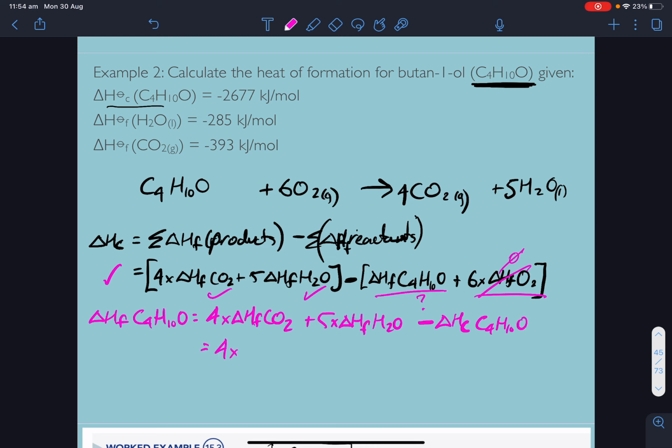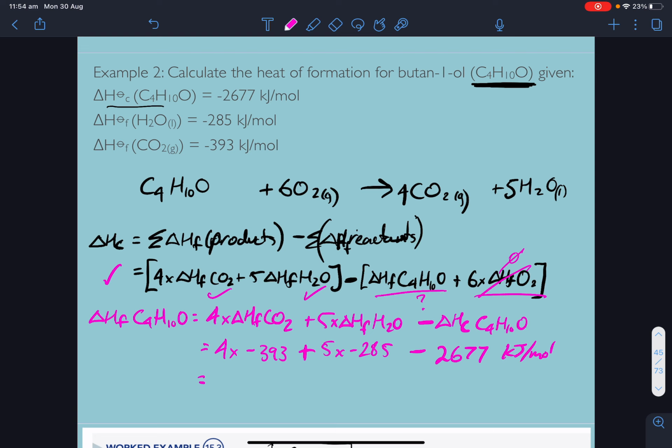Okay, so let's substitute in. 4 times the heat of formation of carbon dioxide is 4 times negative 393, plus 5 times the heat of formation of water, which is negative 285 kilojoules per mole, minus the heat of combustion, which is negative 2677 kilojoules per mole. Put it in my calculator. I'm just checking out if my signs are alright. Products, yeah. Minus that, so if I add that to the other side, I've got to minus that. Yeah, I think it's alright.